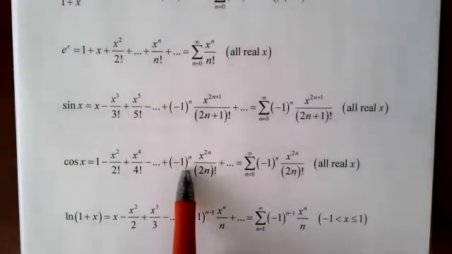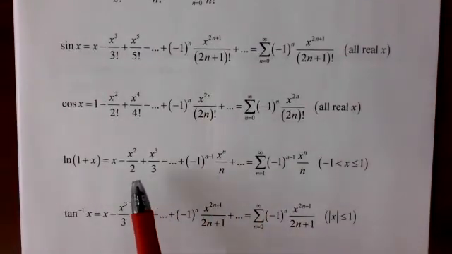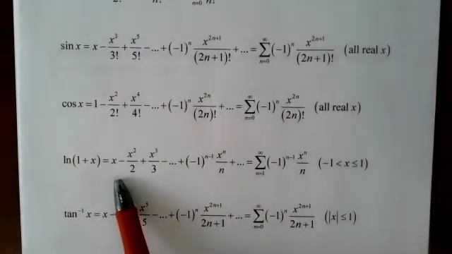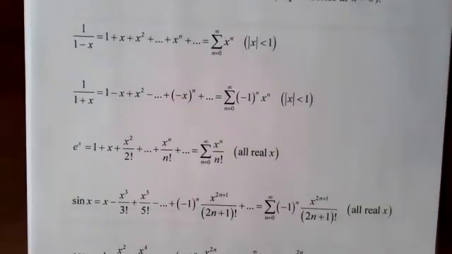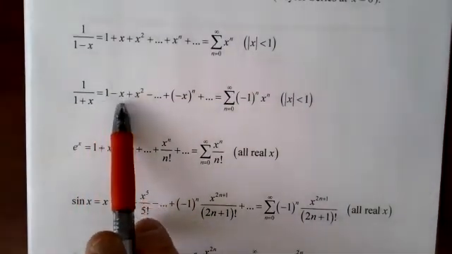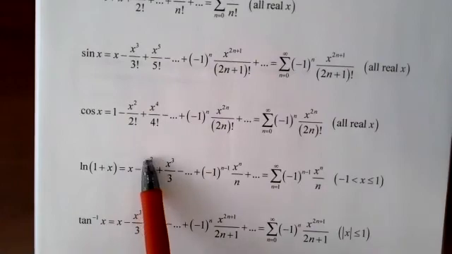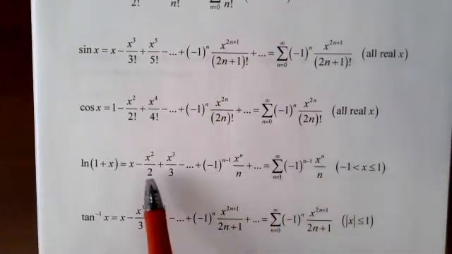I'm shocked. Cosine. Then ln of 1 plus x kind of freaks people out a little bit. They're like, well, how the hell am I supposed to know this? Well, I mean, you can just do it from here. Integrate x minus x squared over 2 plus x third over 3. Oh, yeah, that's the same thing. But however, you got to memorize it.